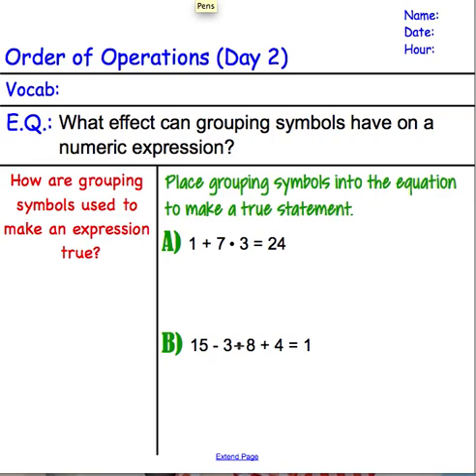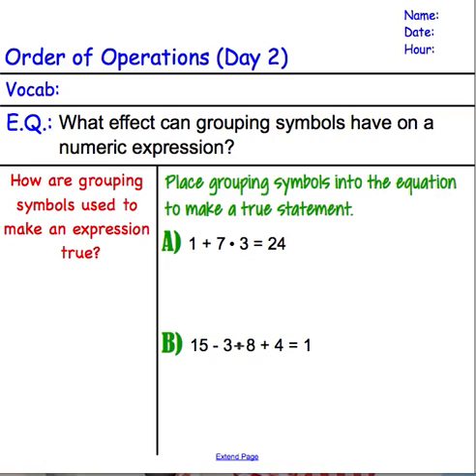if we did order of operations, it would be 7 times 3, which is 21. And if you add 21 to 1, you get 22, which according to what we have here, we want 24. So therefore, we know that that's not going to work. So instead, we want to try to put our grouping symbols in.